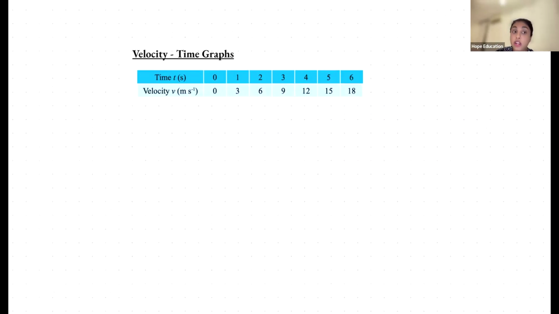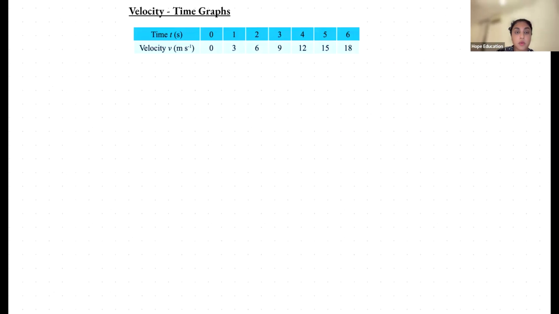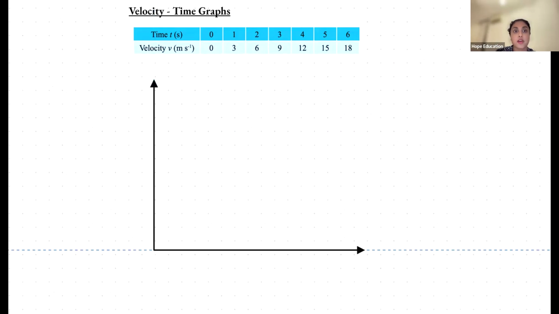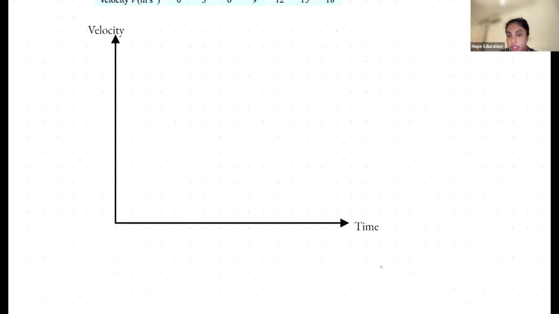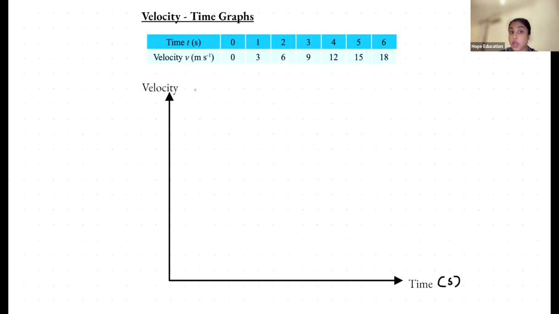When you're drawing a velocity time graph, we have the y-axis and the x-axis. The y-axis is velocity. Always the y-axis has velocity and the x-axis has time. When you are labeling the axes, within brackets you also have to write the unit. The unit of time is seconds, so within brackets you write seconds. The unit of velocity is ms minus 1, so within brackets I write ms minus 1.